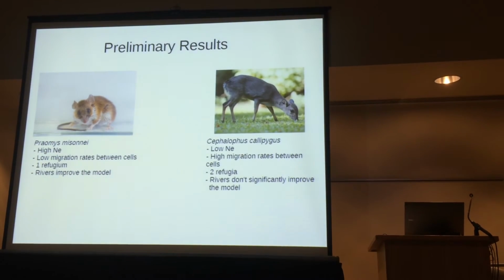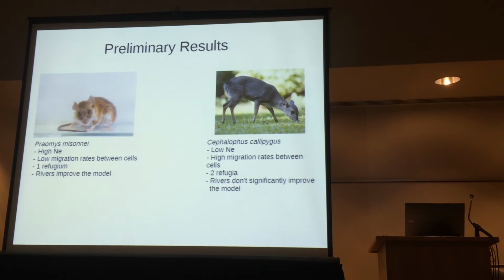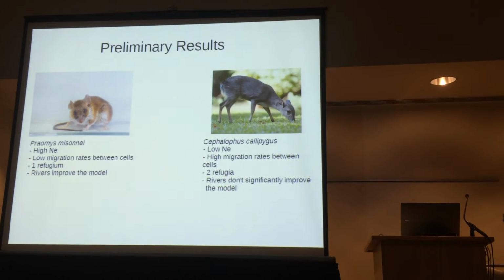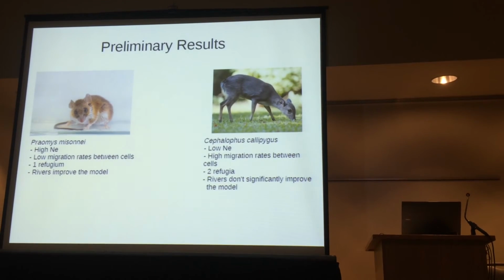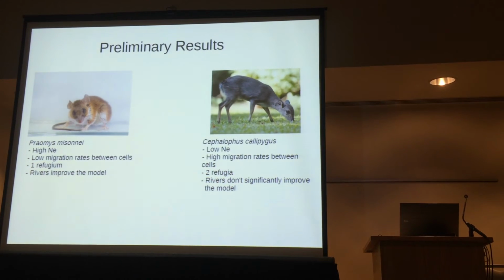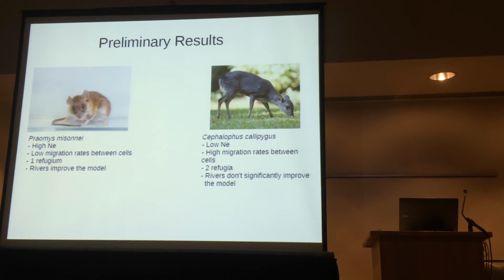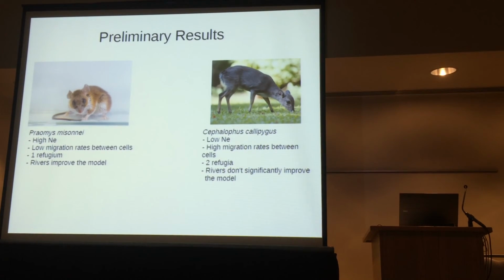And some preliminary results. I just have results so far from 2 different species, 1 mouse species and 1 duiker species. So far, in both species, a model of refugia is supported, so it looks as if contraction to smaller refugial areas during the Pleistocene has played an important role in shaping genetic structure in these species. In the mice, there's just 1 refugium supported versus 2 refugia in the duikers. Rivers in the mice do improve the model, whereas they don't in the duikers. So it looks like duikers have historically been better at dispersing across rivers, which makes sense.